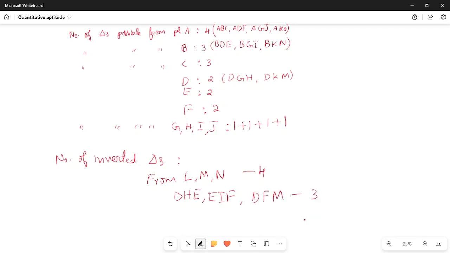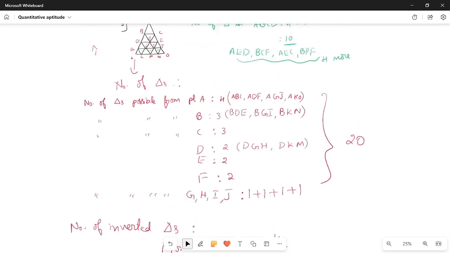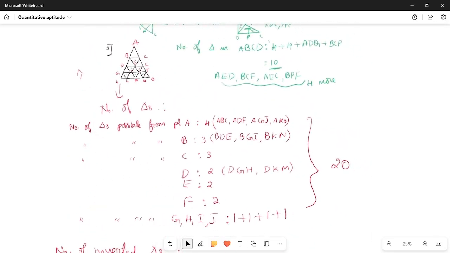So all together, here I got 4 plus 3, 7, 10, 12, 14, 16 plus 4, so I got 20 plus 4 plus 3. So in total there are 27 triangles in the given figure.